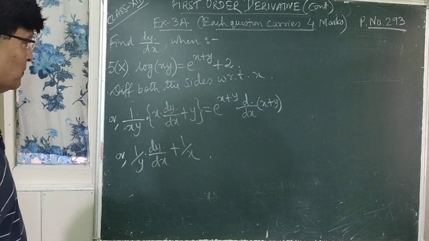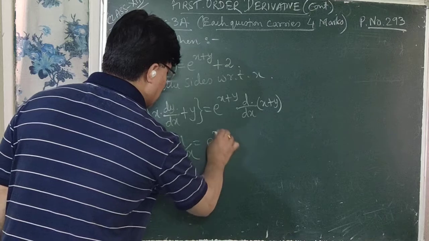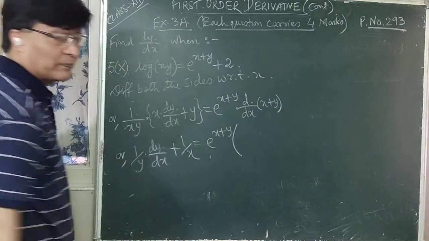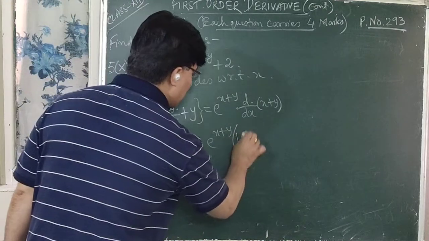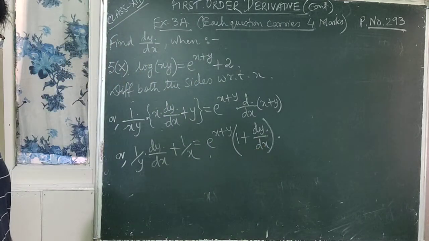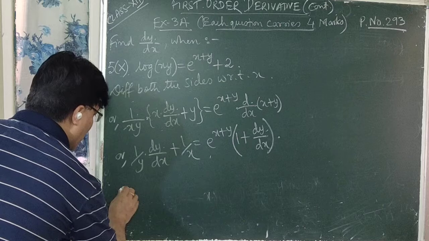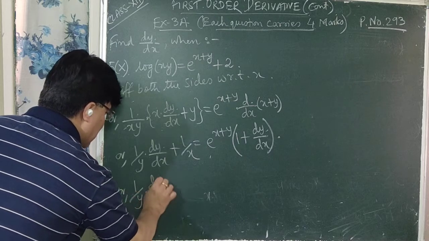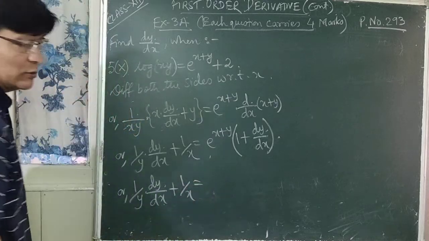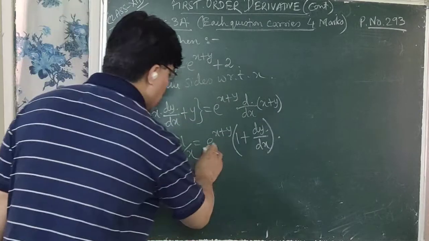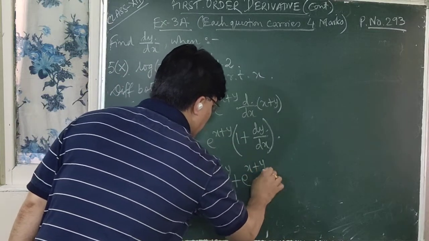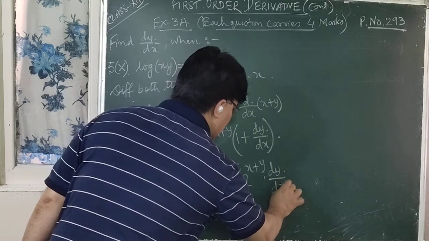So is it clear now? So which is equal to, on the right hand side, e to the power x plus y, and within bracket, what is d by dx of x plus y? First of all, dy by dx of x is always 1, plus dy by dx of y is dy by dx, right? So now, 1 upon y into dy by dx plus 1 upon x is equal to, now multiply the right hand side here, e to the power x plus y into 1, e to the power x plus y, plus e to the power x plus y into dy by dx.